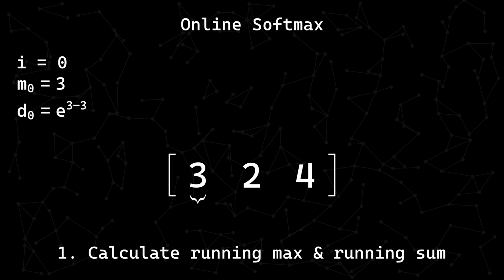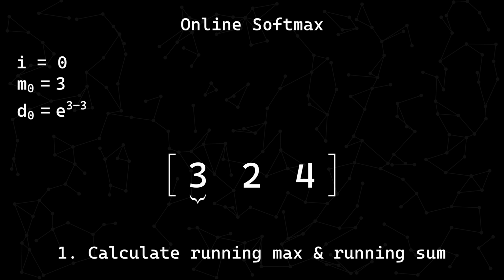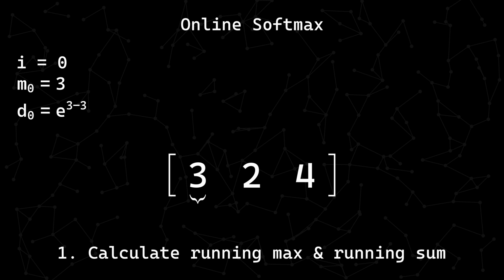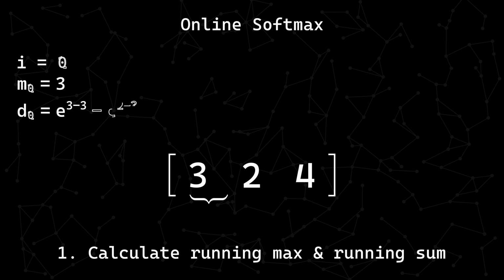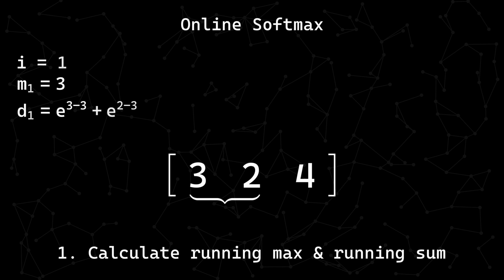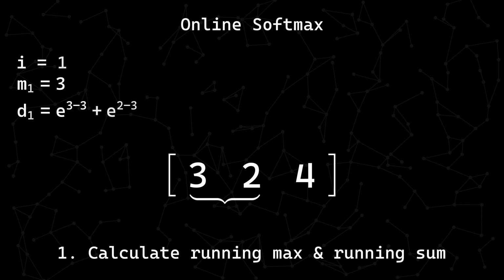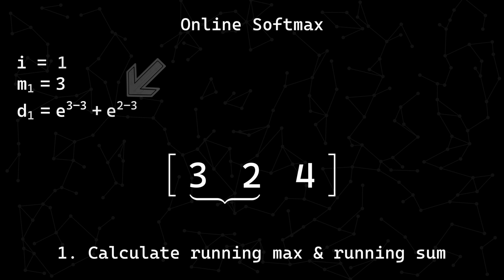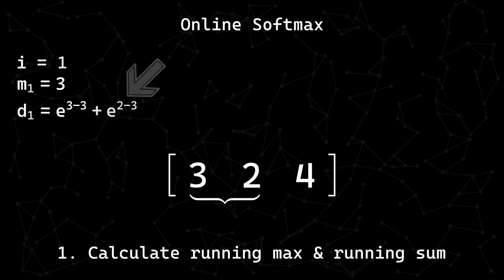M sub I represents our running max up until the element at the ith position. D sub I represents the running sum up until that position. Next, we expand our window to 2 elements. Our running max remains the same in this case, but we have to add to our running sum e raised to the second element minus the running max, so e to the 2 minus 3.